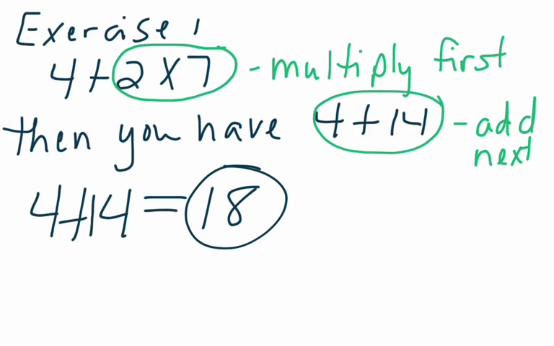So we'll do exercise 1 together. You have 4 plus 2 times 7. 2 times 7 is going to be what you evaluate first because it is the first operation in the order of operations that you see. So 2 times 7 equals 14. Then you're going to have 4 plus 14. You add those two numbers and you come up with the answer of 18.